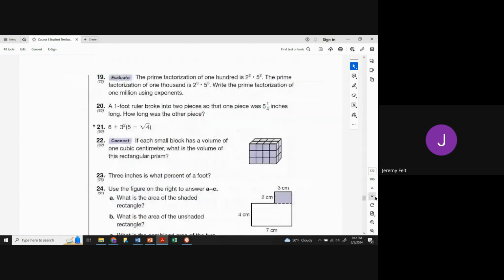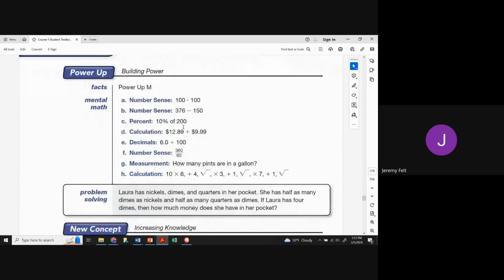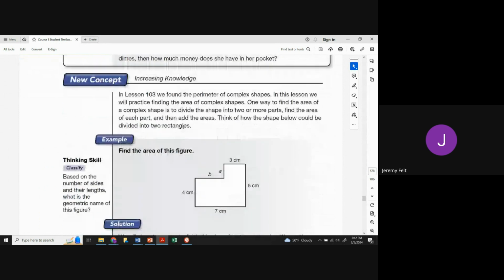Okay, practice that we'll do together. Lesson 107, we're looking at area of complex shapes. So again, maybe it's a polygon or a semicircle or something where it's a different shape, but we can break it into several different polygons or shapes that we're used to working with, and find the area of them individually and then add them together.